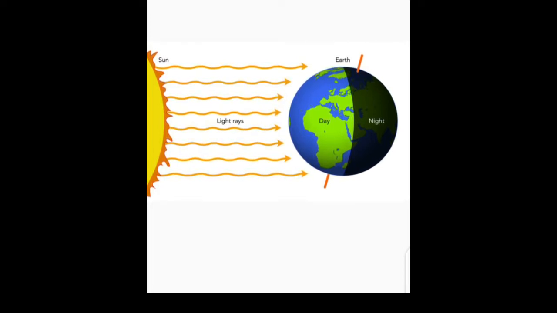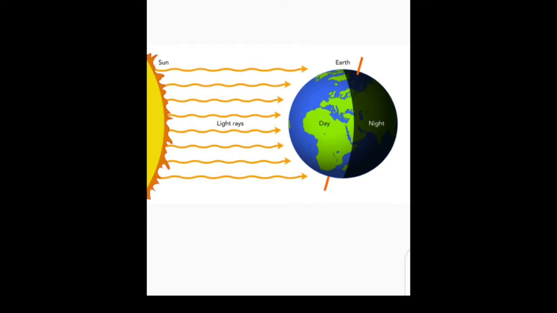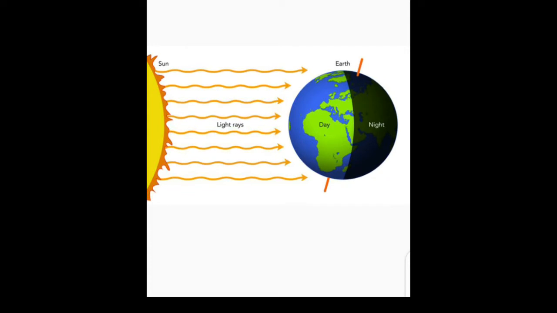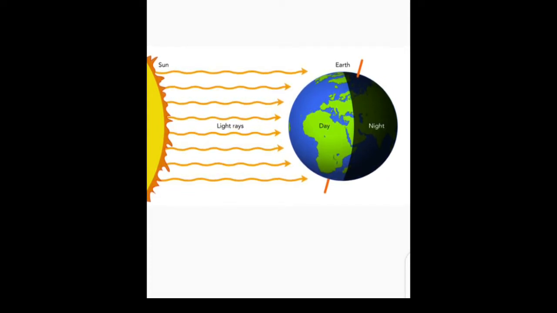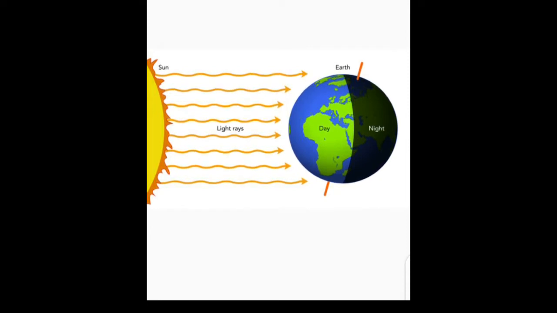There are 2 important movements of the earth. As you know, the earth spins on its axis. This spinning movement of the earth on its axis is called rotation. The earth takes 24 hours to complete one rotation. The rotation of the earth causes the formation of day and night.